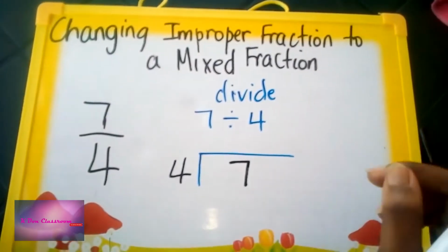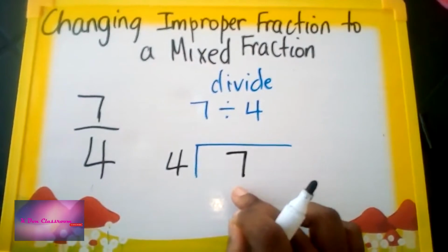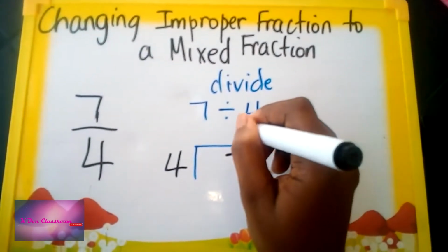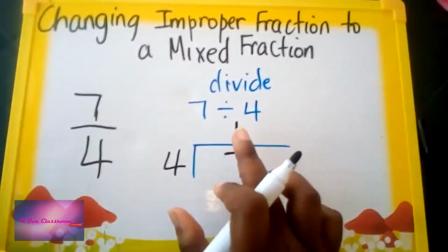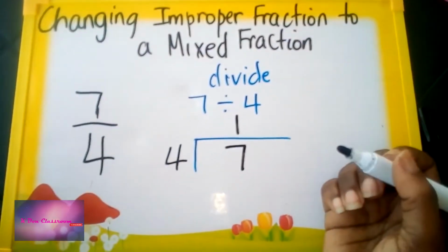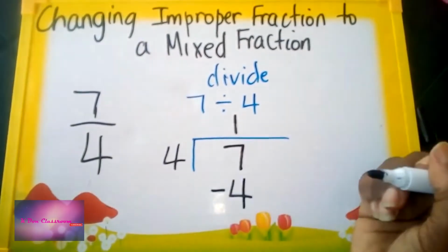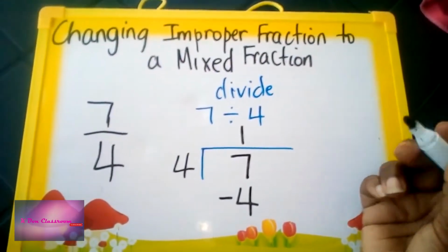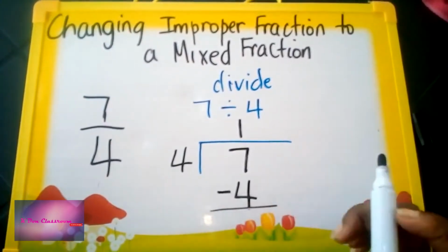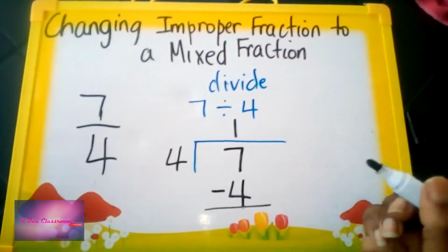Good. Now let us proceed to dividing. How many times can 4 go into 7? We know that it can go 1 time. So we say 1 times 4. Now 1 times 4 gives us 4. So I'm going to write 4 here because we're doing long division. When I have my 4 here, I'm going to take away. So 4 from 7 will give us 3.